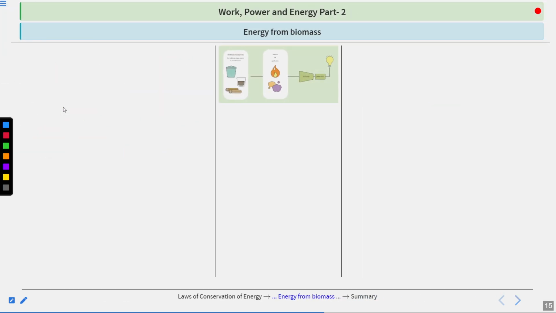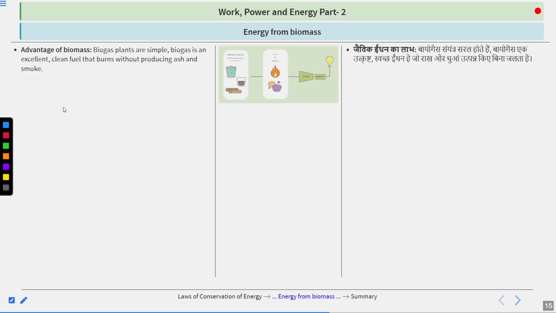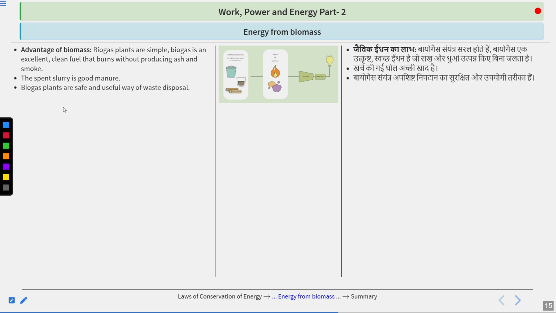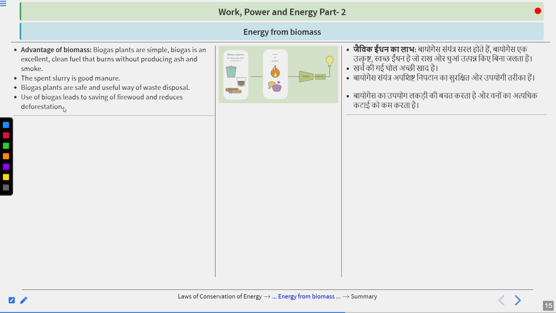Now, the energy from biomass. What is the advantage of biomass? So we can say biogas plants are simple. Biogas is an excellent clean fuel that burns without producing ash and smoke. The spent slurry is also a good manure. Biogas plants are a safe and useful way of waste disposal. Use of biogas leads to saving of firewood and reduces deforestation.